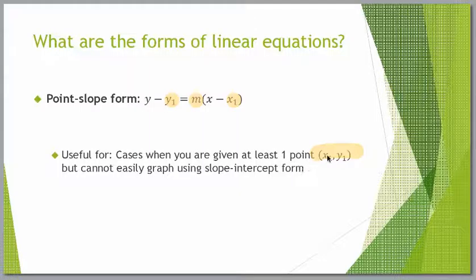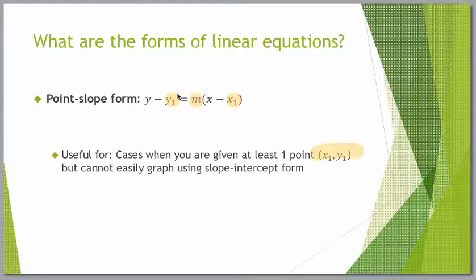So it's useful for cases when you are given at least one point. We're going to call that point x1, y1. But you cannot easily graph using point-slope form. So of course, if it's in this form, it's going to be pretty ugly to graph, but then you can easily solve it for slope-intercept form and then go from there to graph. So if you have to put something in point-slope form, it's going to take you a little bit longer to graph, but it's definitely a helpful form to remember. And again, the only reason why we're using these subscripts is just to make it very clear which ones are the variables and which ones need to be filled in with values, which would be your x1 and y1.